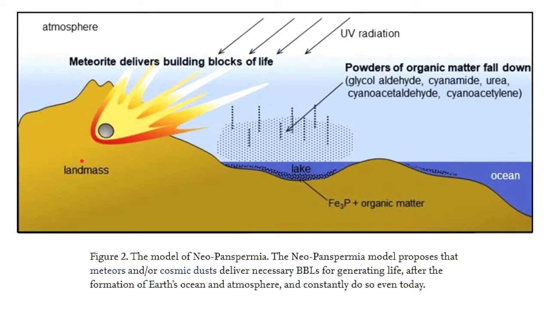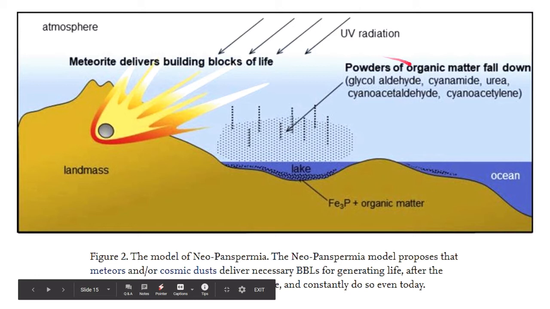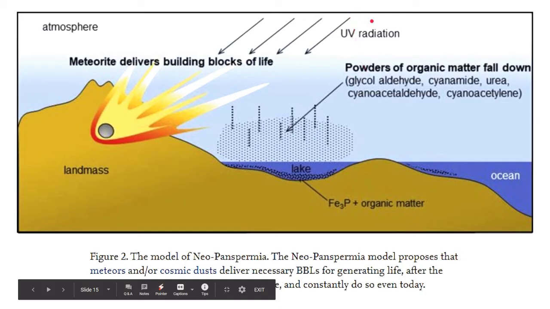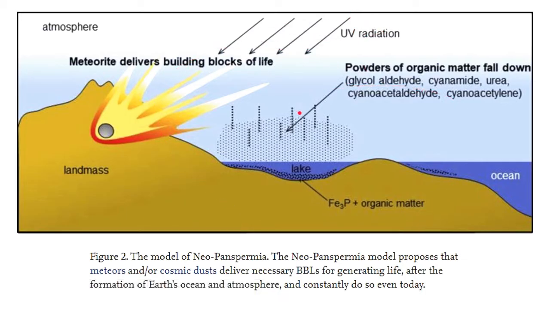So again, this is what the theory of panspermia, or the neo-panspermia model, proposes: that meteors or cosmic dust deliver these building blocks for generating life after the formation of the Earth's ocean and atmosphere. And they are still doing that. These are still happening in the world today. So meteors deliver building blocks of life in bodies of water or on land, and that's where the chemical processes originated. And then, together with the UV radiation, all of those were actual ingredients of the early life forms.